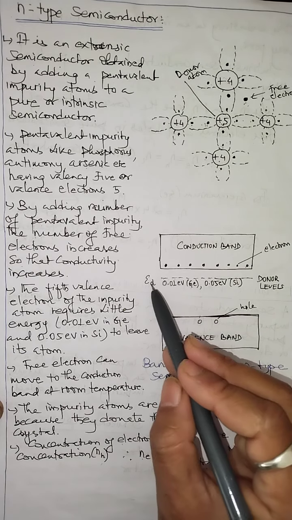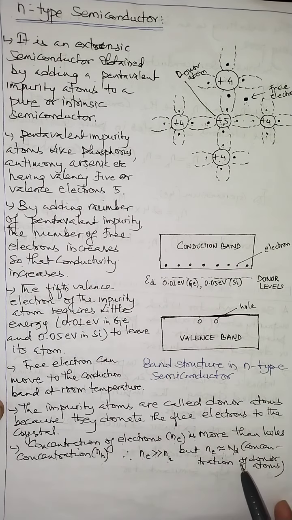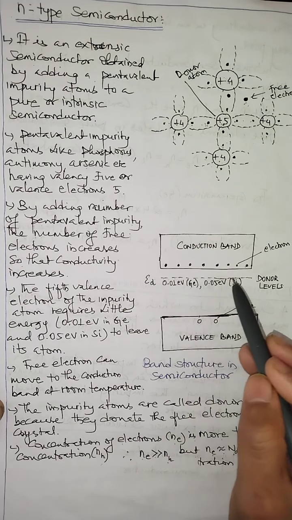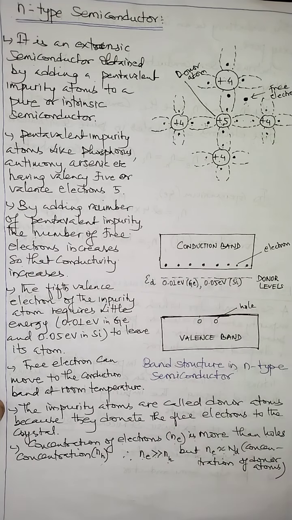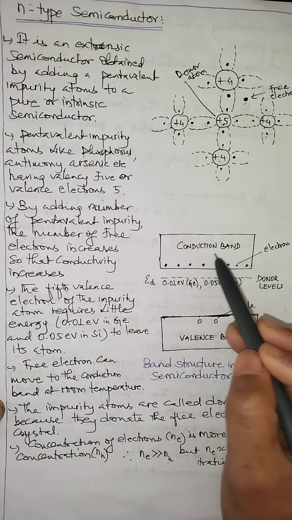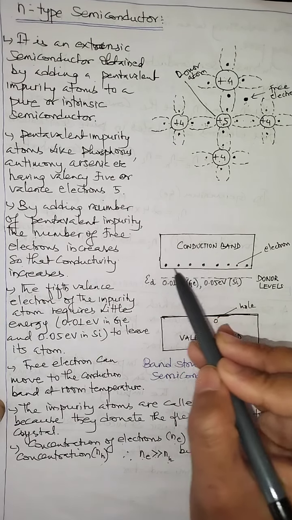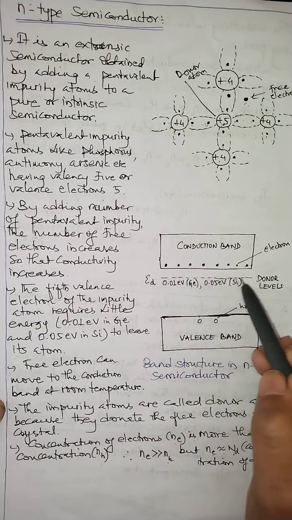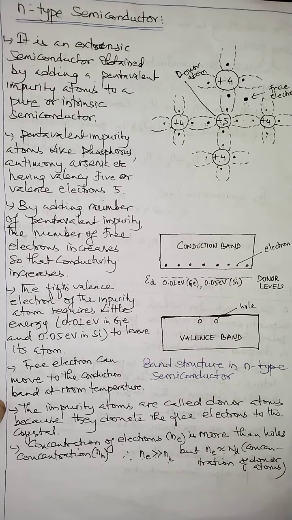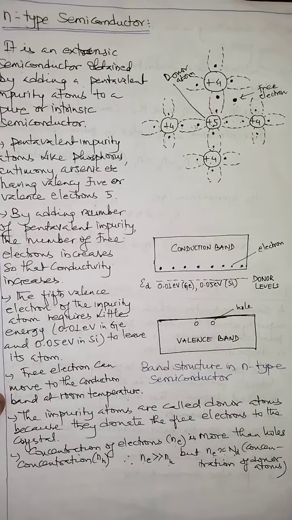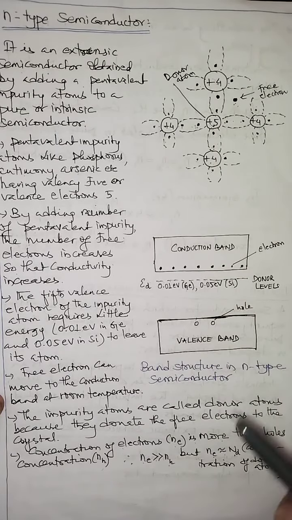Now, what is capital Nd? It means the concentration of donor atoms, the donor level. The donor level concentration means the concentration of electrons present in the donor level, which is nearly equal to the concentration of electrons present in the conduction band. This means the majority of the free electrons in the conduction band are mostly due to which level? The donor level. Whereas the concentration of holes is very low in which band? The valence band.